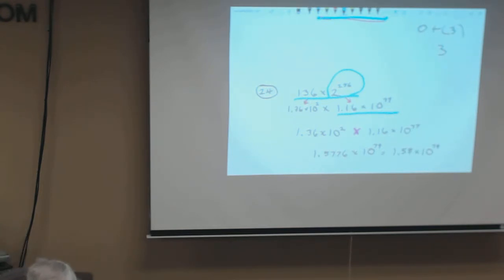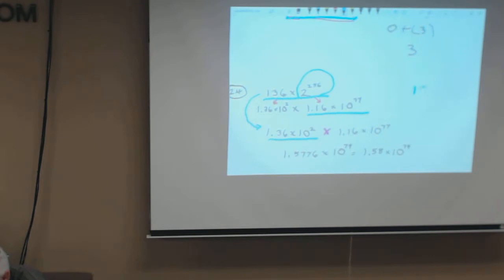Use this result to write Eddington's number in scientific notation. Well, 136 would be 1.36 times 10 to the second. Does everyone know how I got that? You say, no, because we didn't do enough of these. Okay, let's do another one.